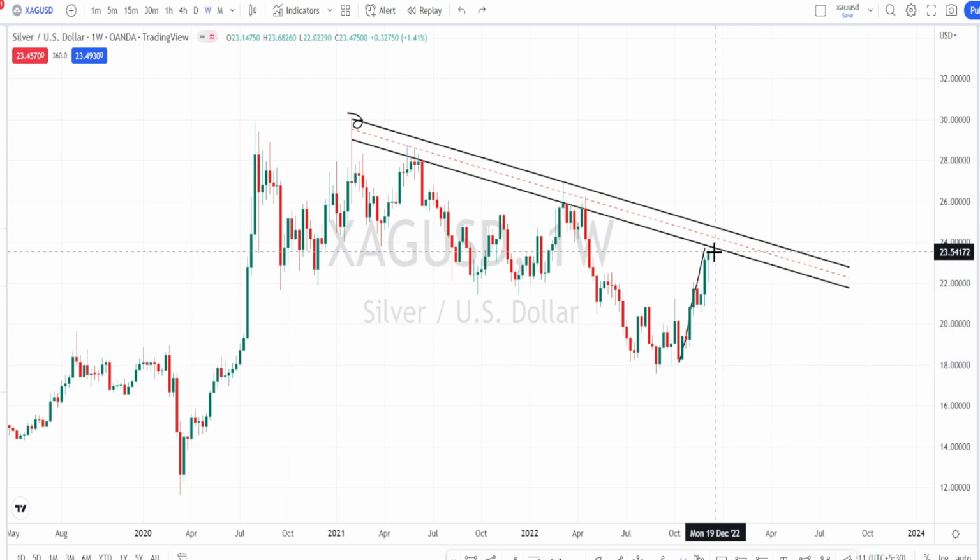So wait for the price action to bounce back from this resistance zone if you want to enter into the bearish side trade, or wait for the price action to break this resistance zone if you want to freshly enter on the bullish side retracement.